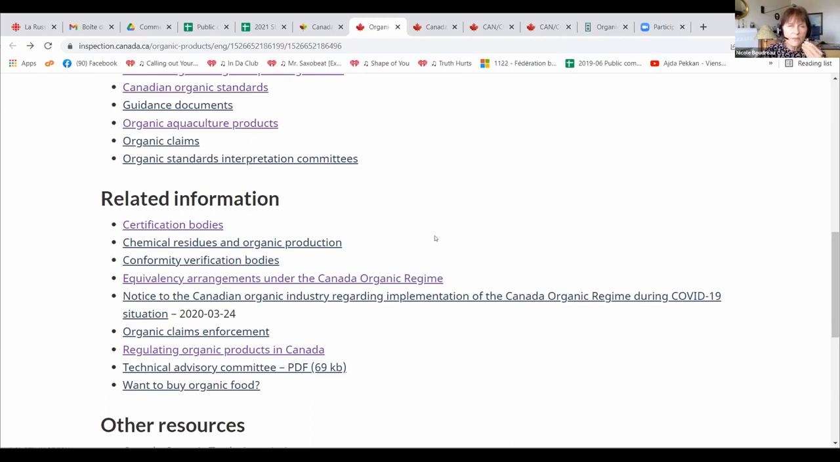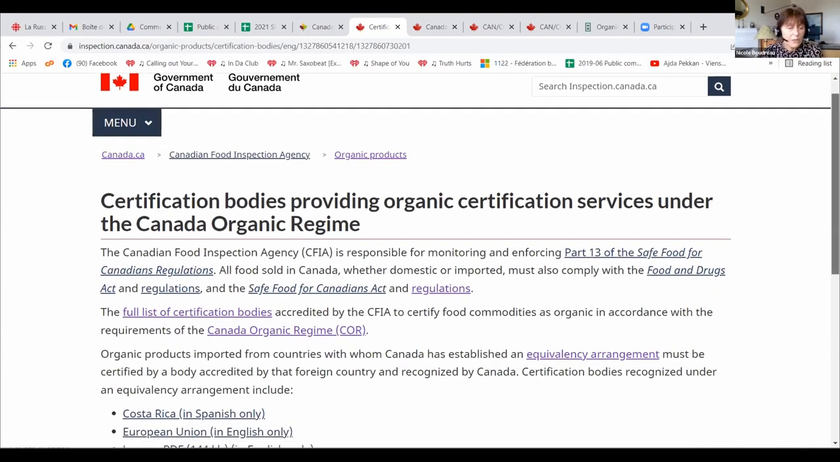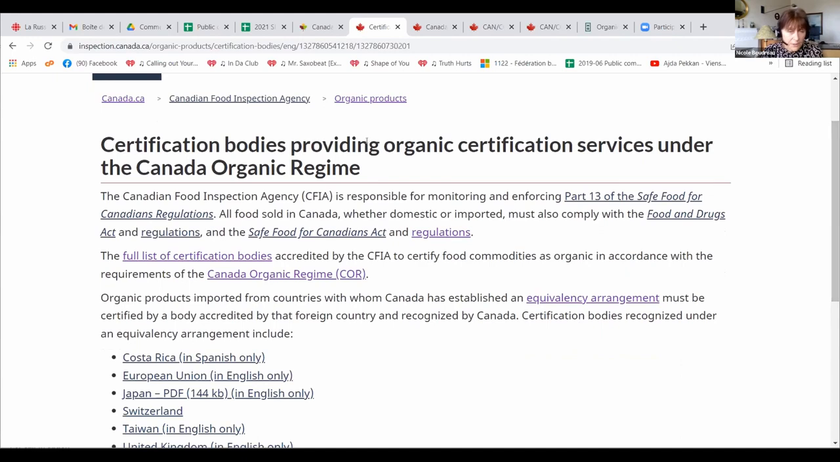An organic certified operation is certified by a certification body that is accredited by CFIA. CFIA audits the certification bodies to ensure that they follow the rules, that they certify operators in the correct way, that they really verify that the operator has applied the Canadian Organic Standards on his or her farm. So if you're looking for a certification body, you have to go on that list: certification bodies providing organic certification services under the Canada Organic Regime.